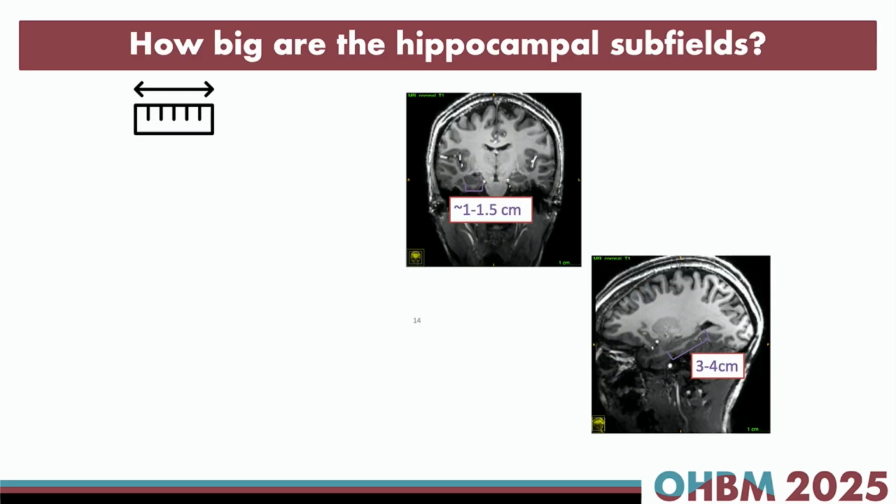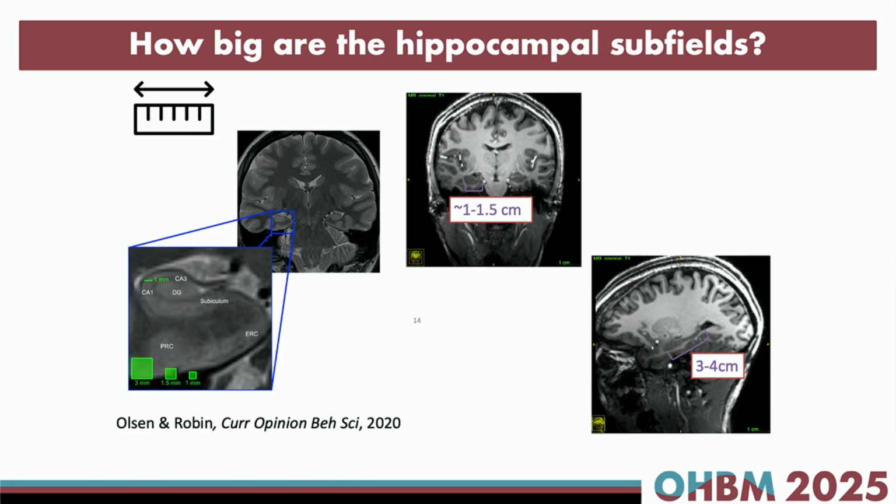Okay, so how big are the hippocampal subfields? Jacob recommended using very high resolution functional imaging. I'm also going to recommend doing that because the hippocampus is very small. So from medial to lateral, the hippocampus is only about 1.5 centimeters big. Along its long axis, it's only about 3 to 4 centimeters big. So you obviously need very high resolution data in order to image that region.